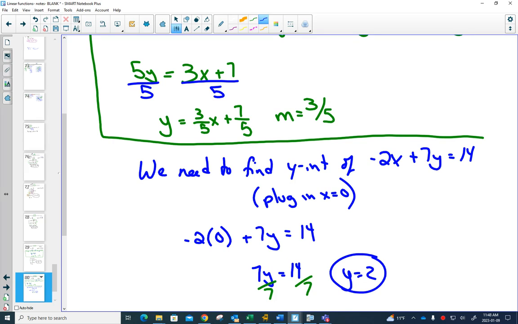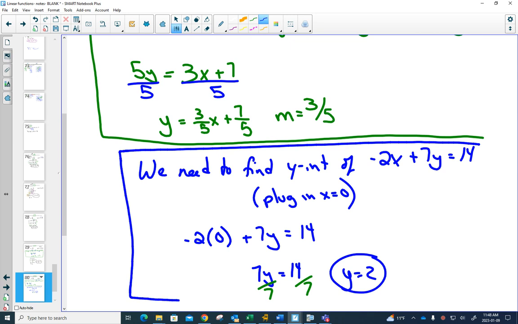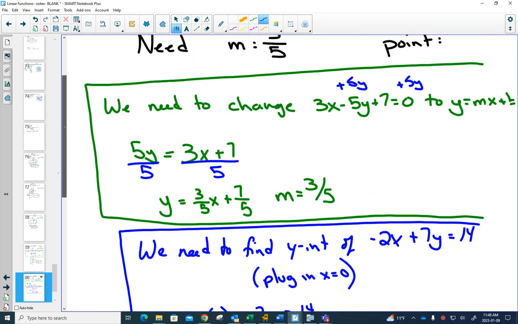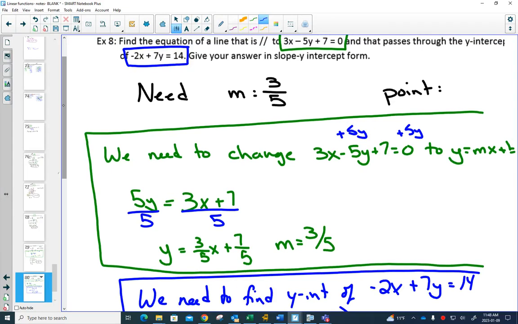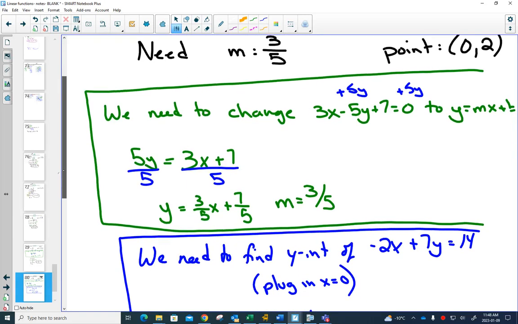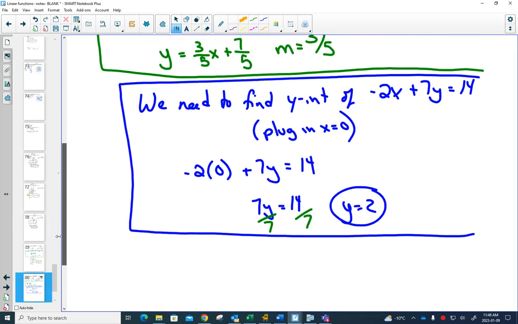Okay, I'm going to put a blue box around this one, because we needed to do all that work just to find that point. How does that help us with our point? It's going to be (0, 2), and this happens to be the y-intercept, which is your b value. So we did all of this work to find the slope that we needed and our point.